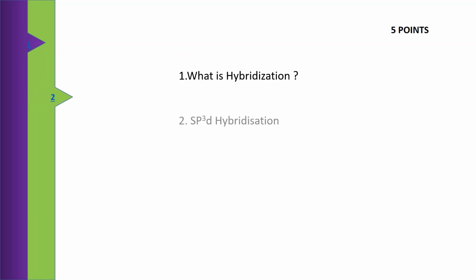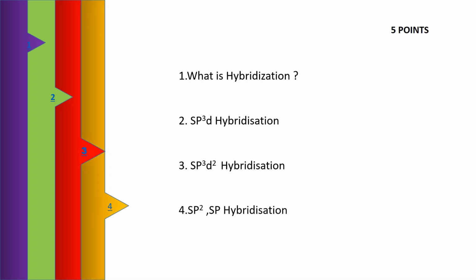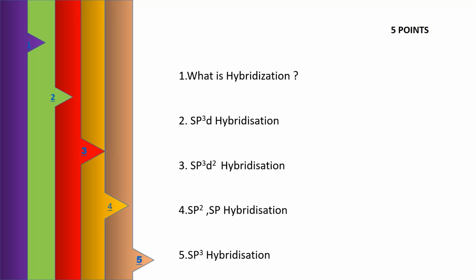In this video, I am going to explain 5 important points in chemical bond about hybridization. The first point is what is hybridization, and second point SP3 hybridization, third point SP3D Square hybridization, fourth point SP2 and SP hybridization, and fifth point SP3 hybridization.